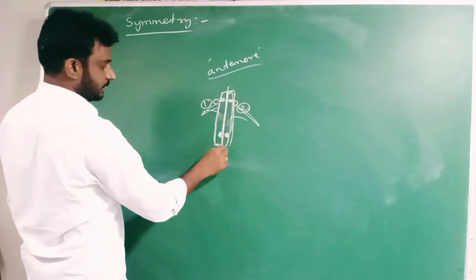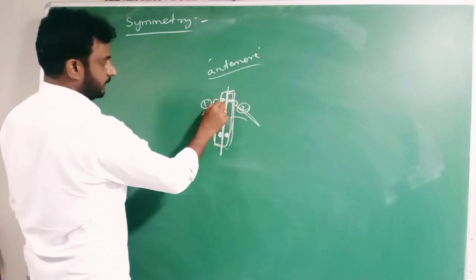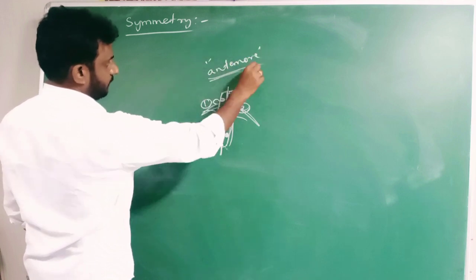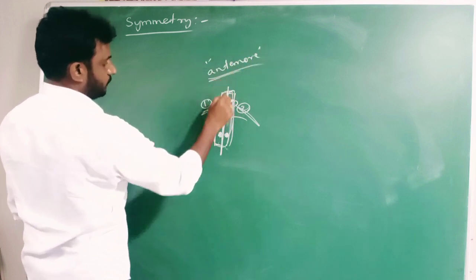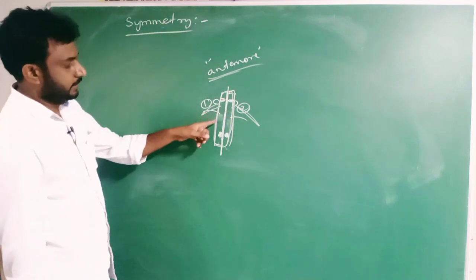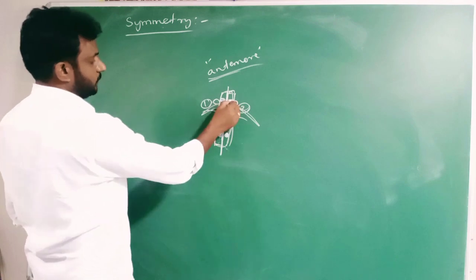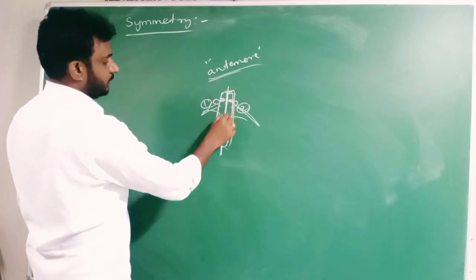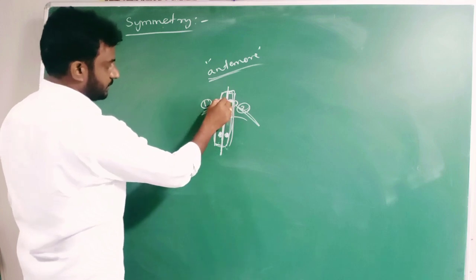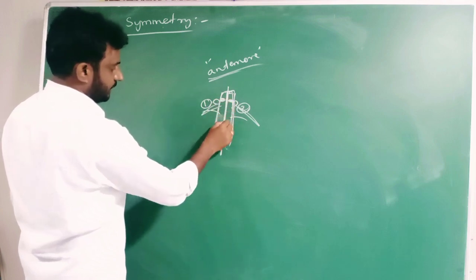When we cut the animal, it can be divided into two identical parts called antimeres. So it is clearly exhibiting symmetry. Symmetrical animals show the regular arrangement of the body parts. Paired organs are equally distanced from the central axis.